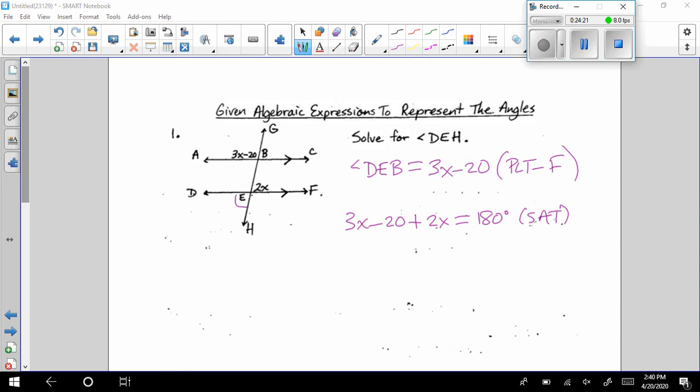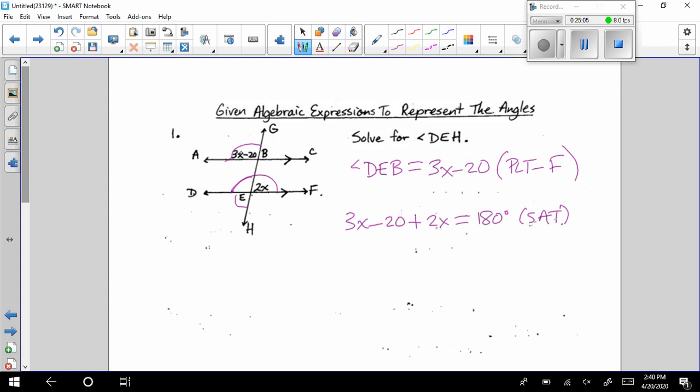Well, how do we solve for x? I chose by focusing on the PLT-F relationship. So this angle and this angle, angle DEB, are equal to each other because of PLT-F. Please note the upside down, reversed F shape involving those two. Then I said to myself, well, angle DEB and the angle that's identified with a 2x here, those two would add up to 180 degrees because they're along a straight line. So that's the SAT relationship.